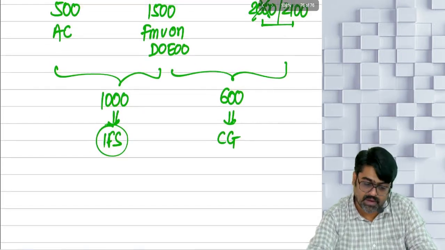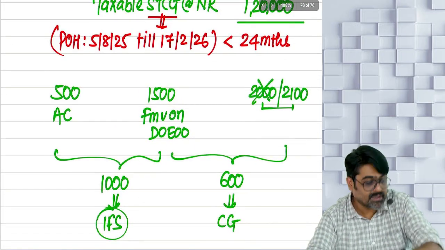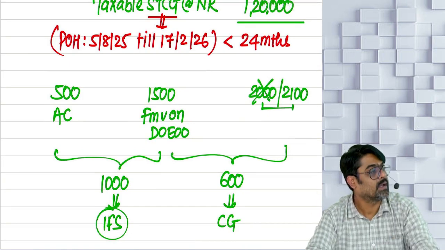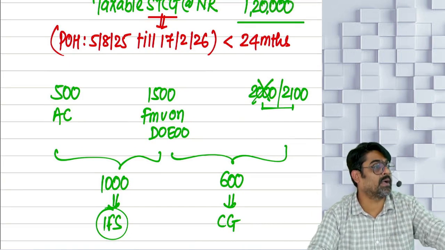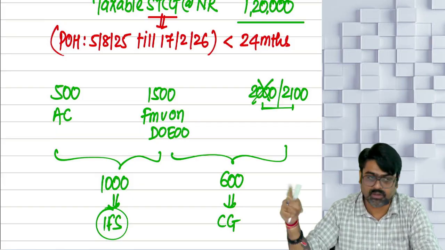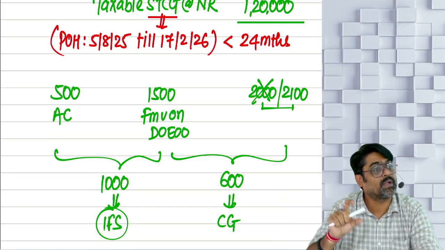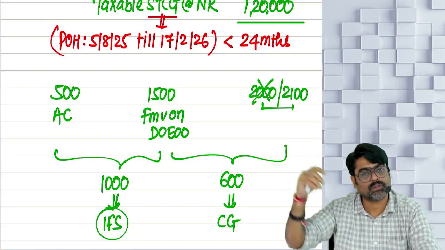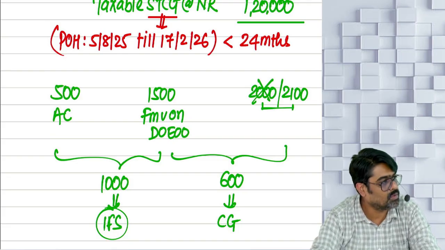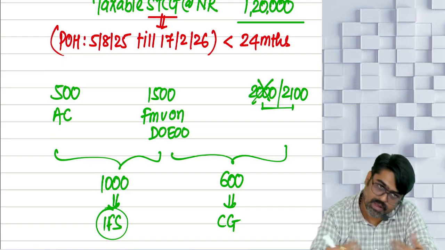But if you take 500 as cost, what will happen? Again this 1000 will be taxable under the head capital gain, which is already taxed under the head salary as your perquisite. So you want to pay tax twice on this 1000? Then ignore that portion. Take the fair market value as your cost of acquisition, section 49(2AA). Understood? Sure? Should I move ahead?